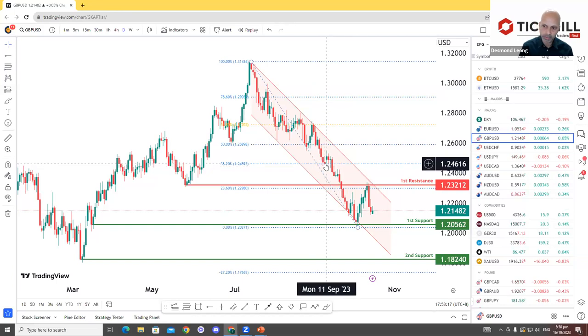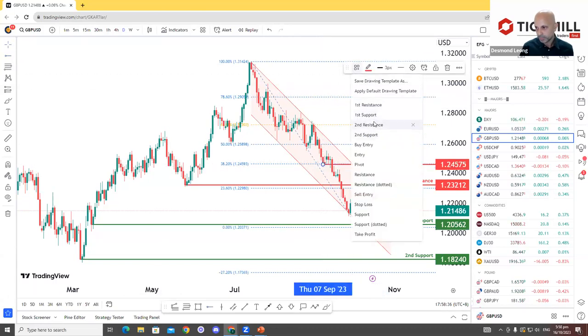We can see price finding a bit of pullback support here in early September at about 1.2460, which also lines up quite well with the 38.2% Fibonacci retracement. So that's where I would identify this second resistance level for the pound.